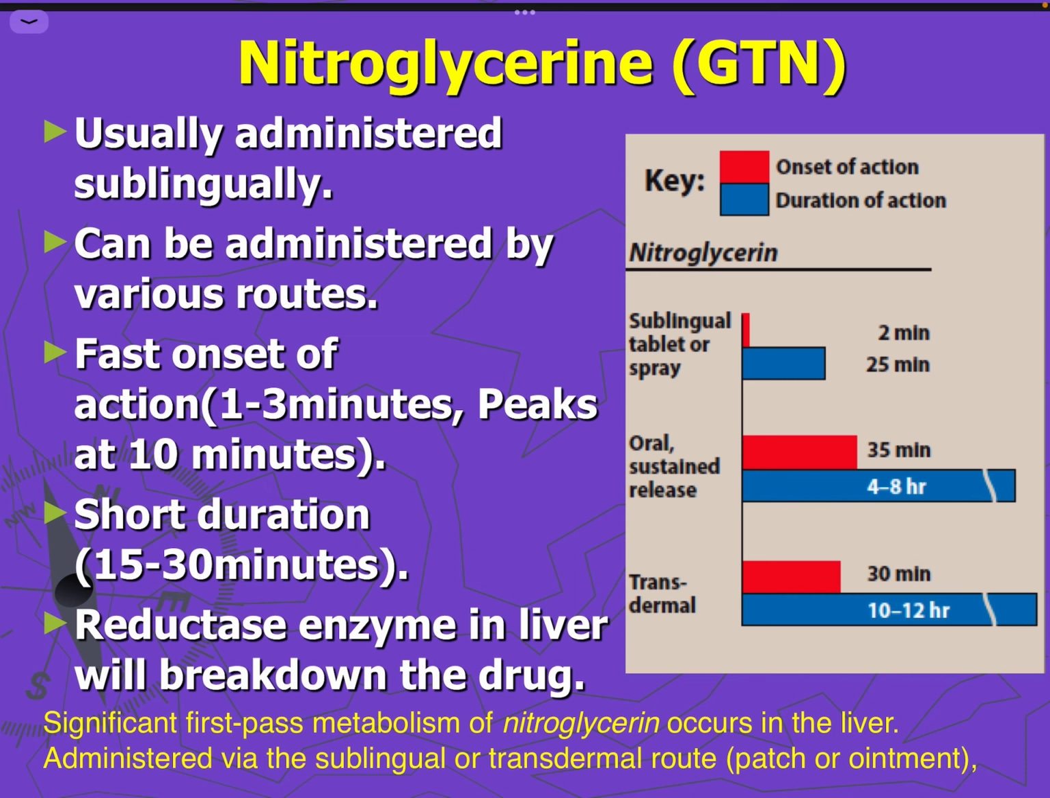Excellent, first pass effect. It is highly subjected to the first pass effect, which happens by an enzyme called reductase enzyme in the liver that will break down the drug. So we have significant first-pass metabolism of nitroglycerin in the liver. That's why it's administered through a non-oral route, either sublingually or transdermally. So it's given as a patch or as an ointment.